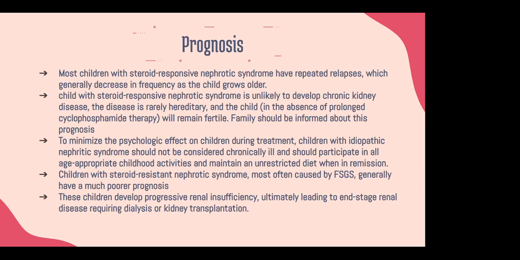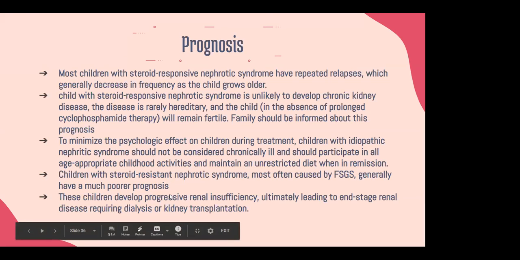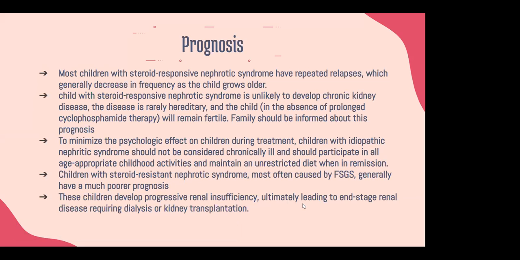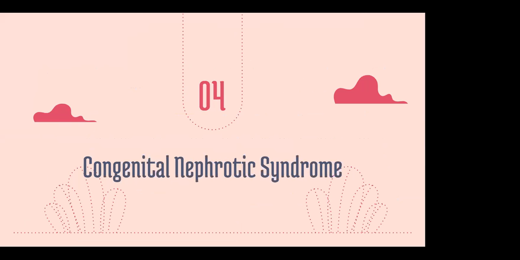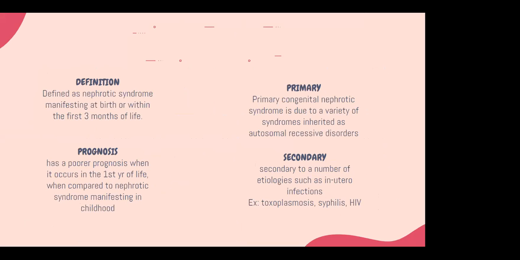But children with steroid-resistant nephrotic syndrome, most often caused by FSGS, generally have a much poorer prognosis. These children will develop progressive renal insufficiency, ultimately leading to end-stage renal disease requiring dialysis or kidney transplantation. So the last one is congenital nephrotic syndrome. It is defined as nephrotic syndrome manifesting at birth or within the first 3 months of life.